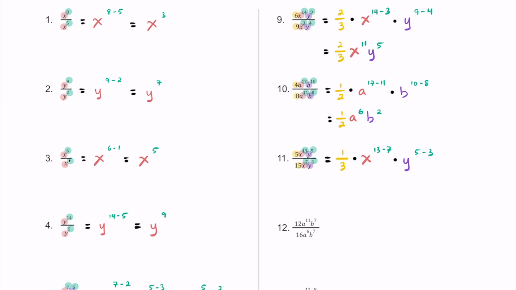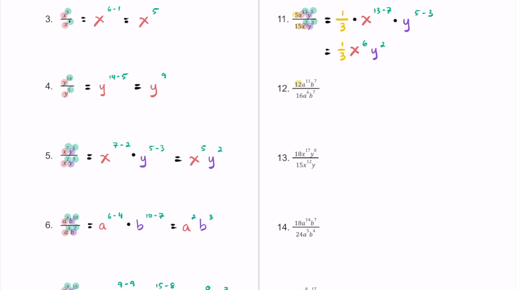Okay, so let's just keep that coefficient of 1/3 out in front, and then multiplying that by x raised to the, and let's see, that's 13 minus 7, that's going to be 6. And then we have this y raised to the, and that's 5 minus 3, and that's going to be 2. So this would be our simplified expression.